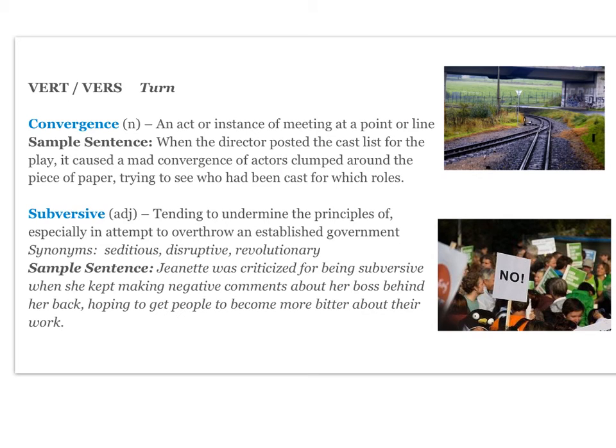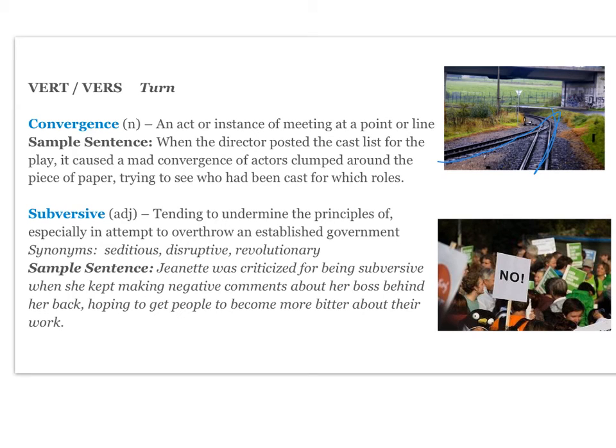Your next root is vert or verse, which means turn. Your first word is convergence. It's a noun. It is an act or instance of meeting at a point or line. So if you look at this picture over here, you have a convergence of railroad tracks because they're coming together there.